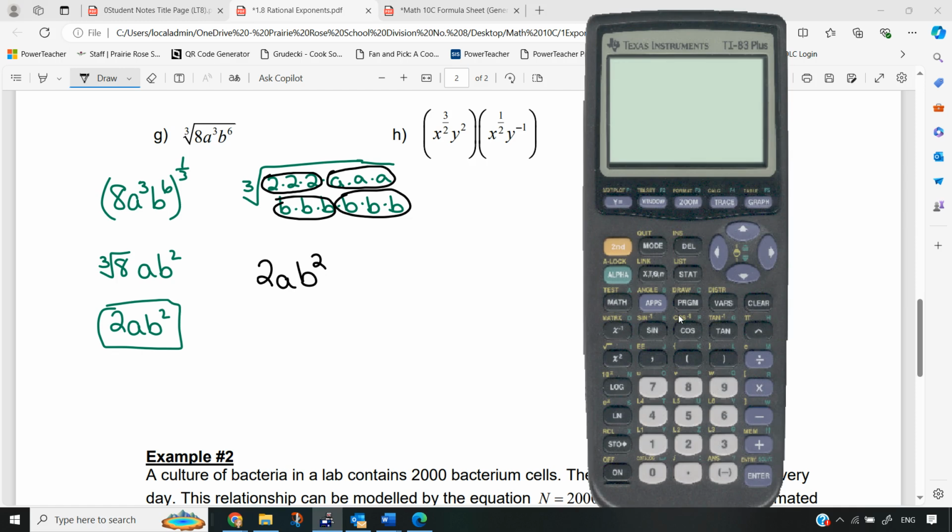Now remember again, if you want to check your work, you can absolutely do that on your calculator using substitution. So I'm going to give a value of 2, and I'm going to give b a value of 3.